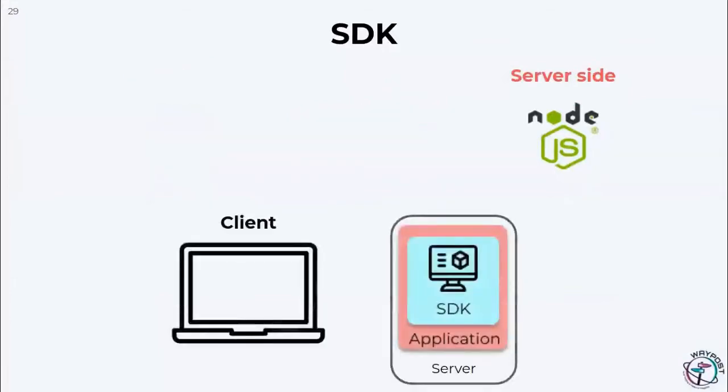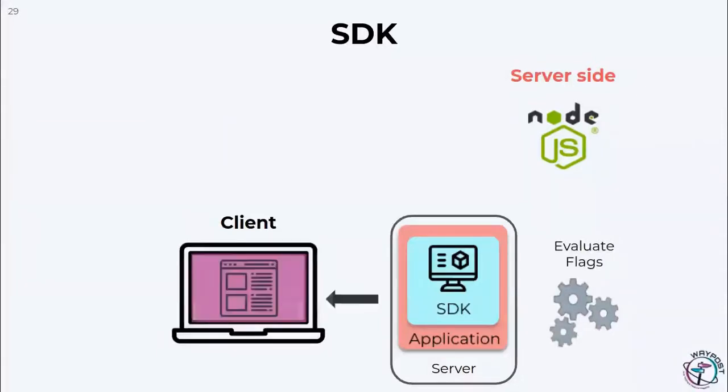We'll now walk you through how Waypost SDKs render multiple versions of a website for server-side and client-side applications. For server-side rendering, first a developer installs Waypost Node SDK into their application. A request comes in. The SDK evaluates flags as the application renders the site. Then the page is sent in the response.